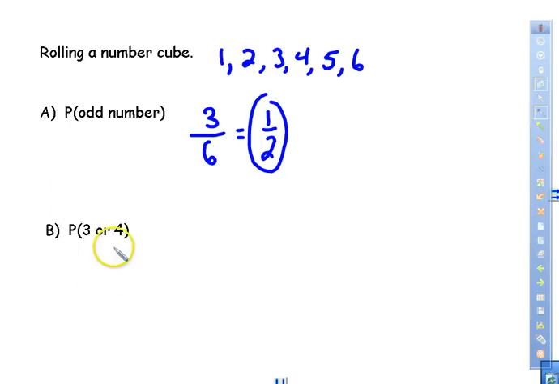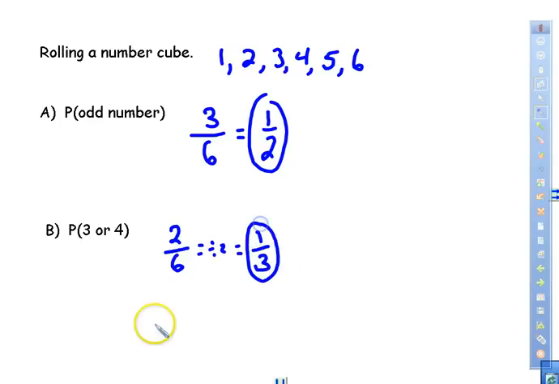Go ahead and solve for the probability of finding a 3 or a 4. Go ahead and hit pause and solve. Since we have only one 3 and one 4, that's a total of 2, and again out of a possible 6. So we are going to divide those by 2 to get 1/3. And that would be your answer to this.